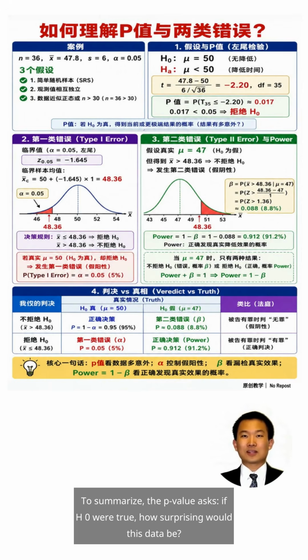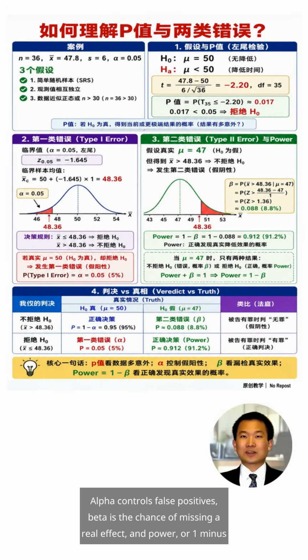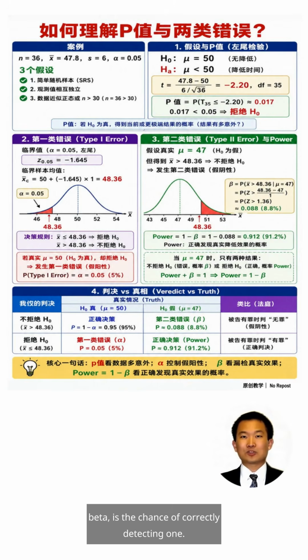To summarize, the p-value asks, if H0 were true, how surprising would this data be? Alpha controls false positives, beta is the chance of missing a real effect, and power, or 1 minus beta, is the chance of correctly detecting one.